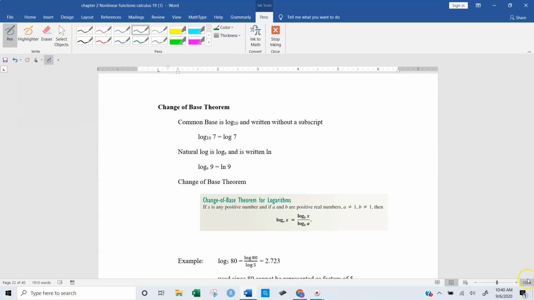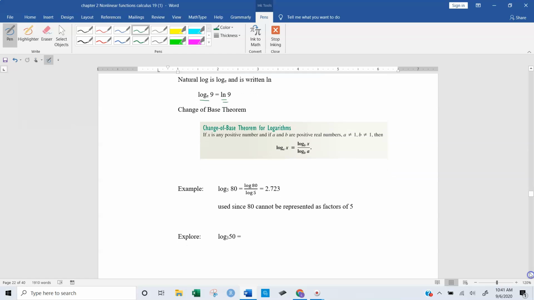Change of base theorem. We use this when we can't actually calculate things. So we know this is a common log. We already talked about it. Log base 10 is the same as log. This is on your calculator, so you have a log base 10 built in. Log base e is the same as natural log. So when you look at natural log, that is also on your calculator. So these two bases are on your calculator already, and we're going to use them with our change of base theorem.